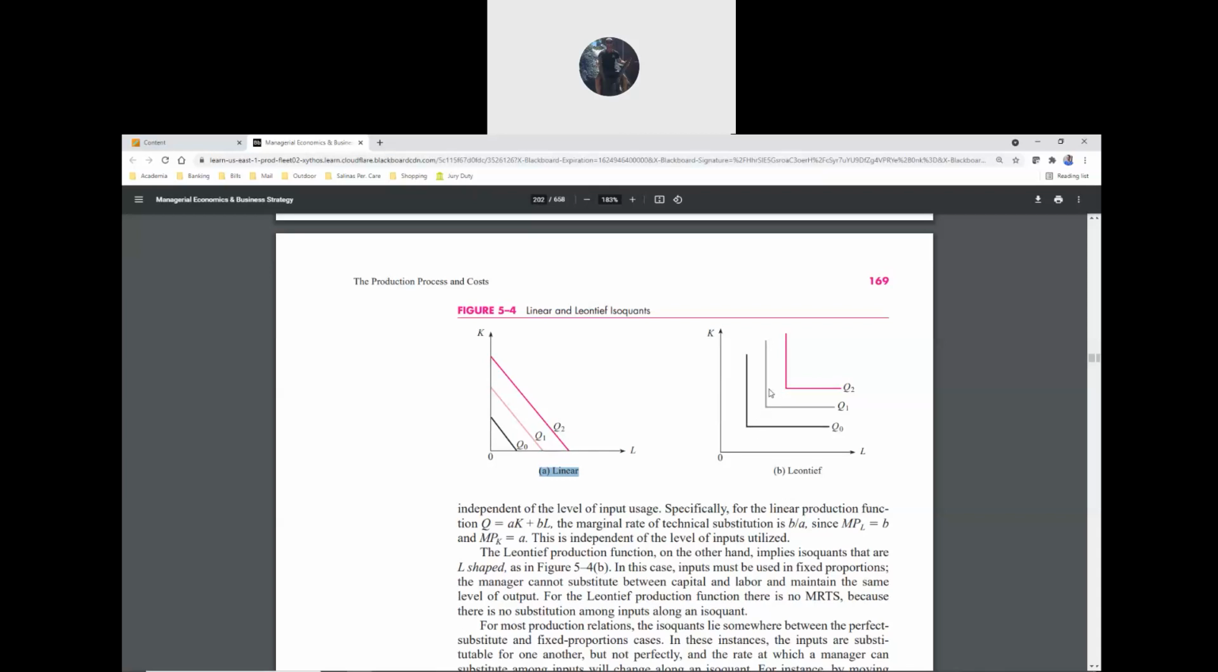So you have to use the exact ratio or amount of both specified types to get to the next level, Q1 or Q2. Using more of the other input without the predetermined ratio gets you nowhere. It's only when you use more in the fixed proportions that you get to a higher level of output, or to a higher isoquant.